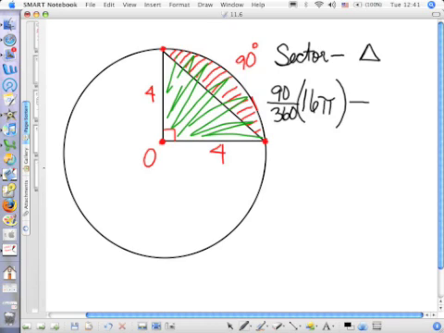And then the triangle, what's the formula for area of a triangle? 1/2 base times height. Do you know the base and the height? Base is 4. And height is 4. Base and height are perpendicular to each other. So it's 1/2 base times height.